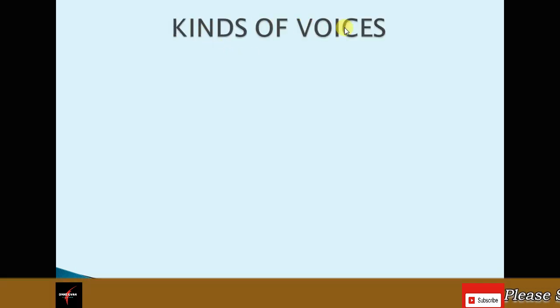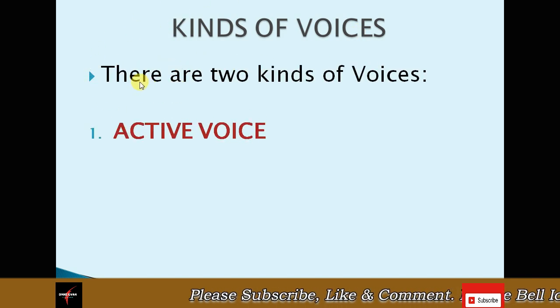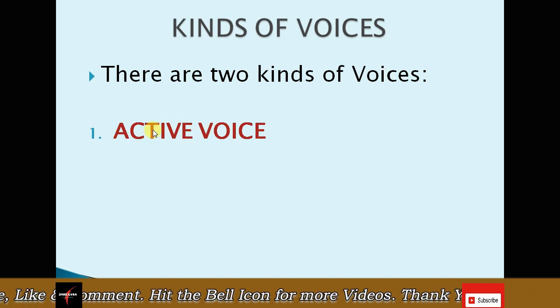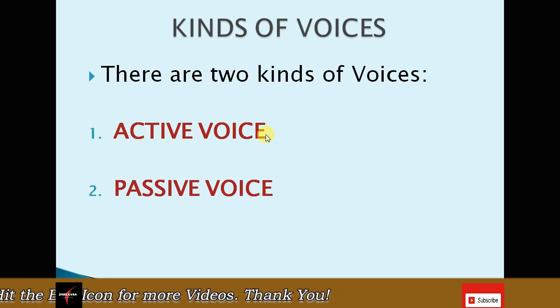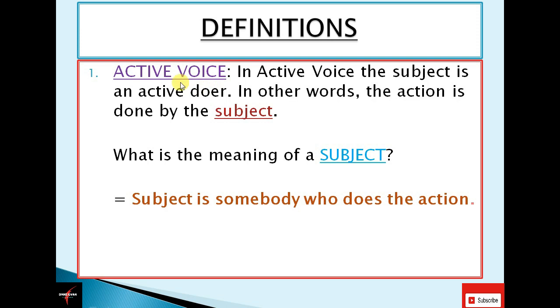Now the kinds of voice. Now there are generally two kinds of voices. One is active voice, another is passive voice. Now what is an active voice? In active voice, the subject is an active doer, or in other words, the action is done by the subject.